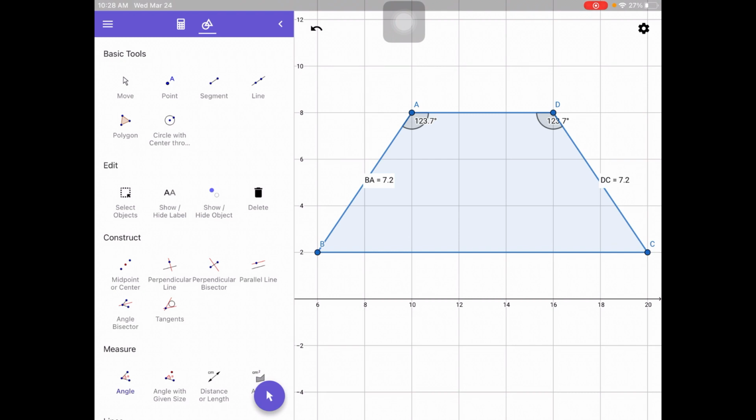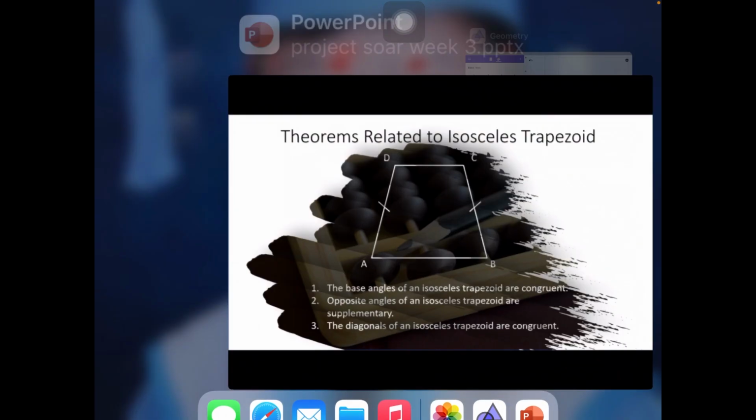Tignan naman po natin the base angles with respect to the base BC, kung magiging congruent sila. Angle B is 56.3, angle C is also 56.3. So, they are congruent. Ayan po yung unang theorem natin.